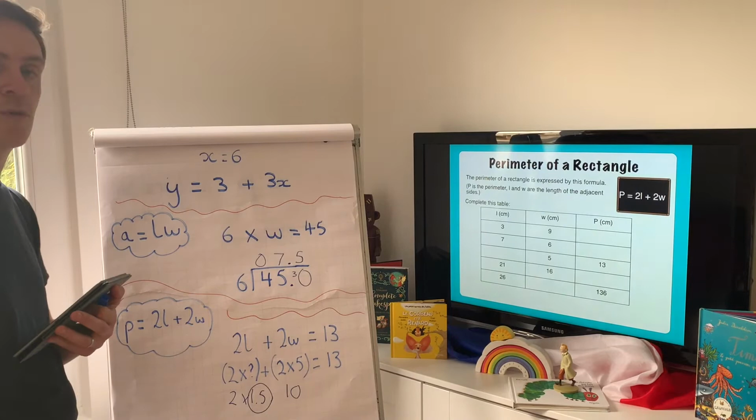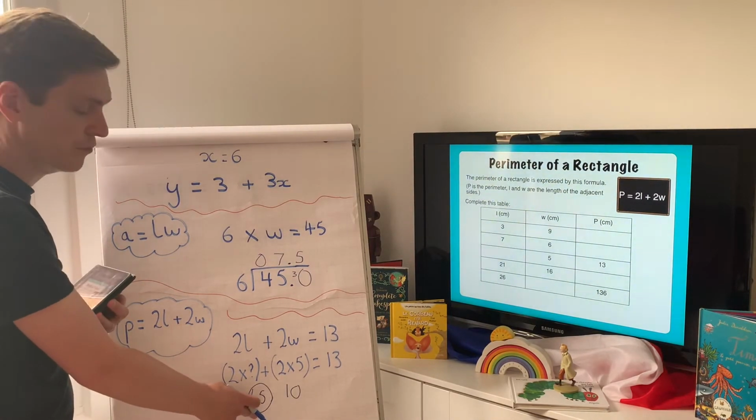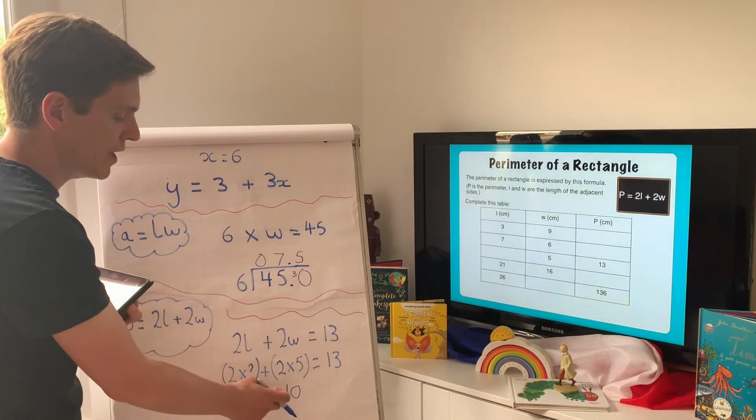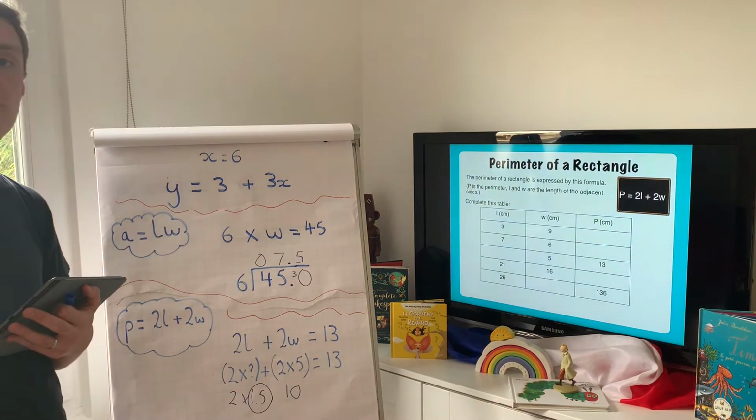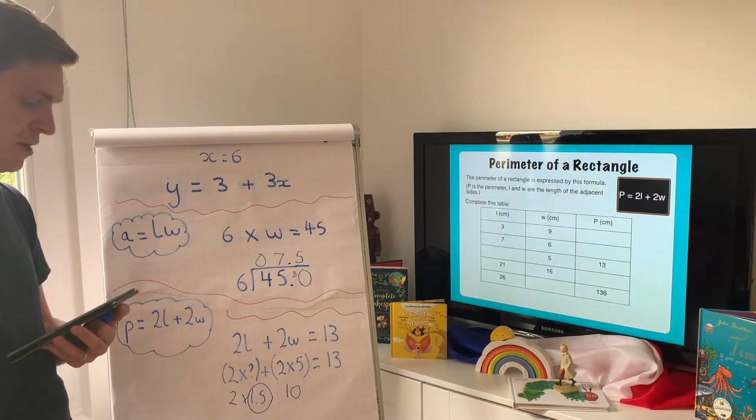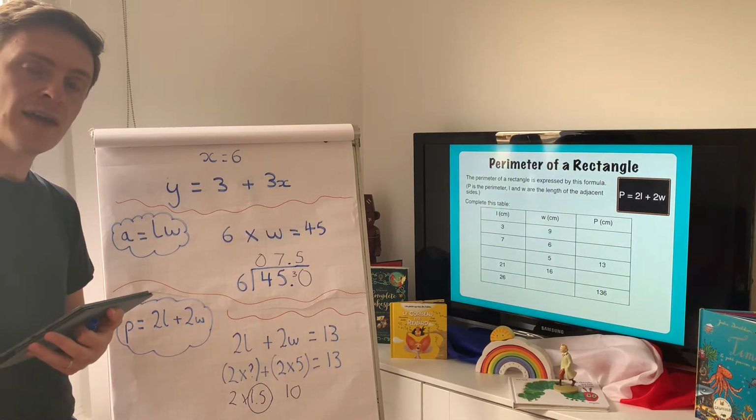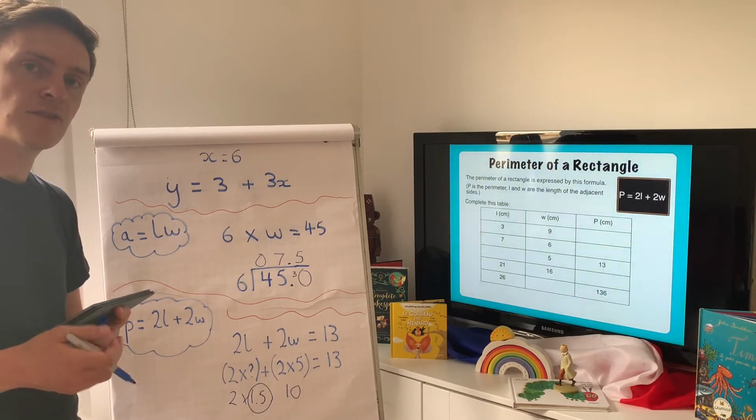The width is 1.5, because if I double it, which is equal to 3, and I double my 5, which is equal to 10, 10 plus 3 equals 13, my perimeter and my answer. So you might want to pause it here. I'll put them up and you can have a go for yourselves, give them a try.